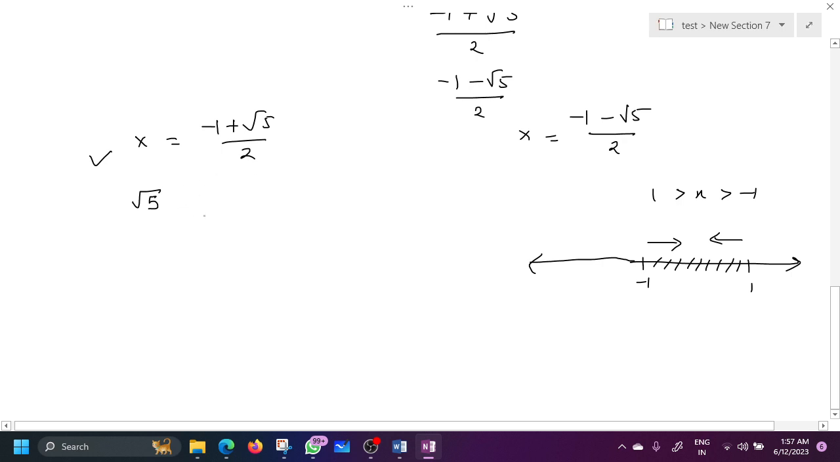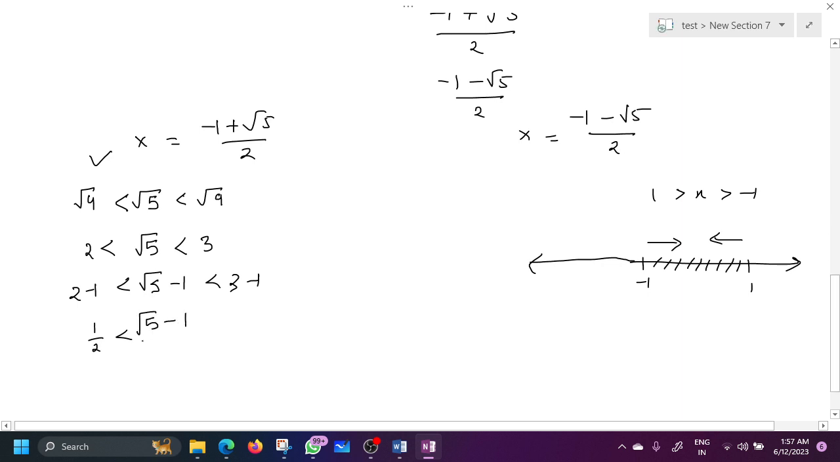But mathematically, if you want to find out, then you can say root 5 is less than root of 9 and more than root of 4. So we can say root 5 is less than 3 and more than 2. So root 5 minus 1 is less than 3 minus 1 and more than 2 minus 1. So 1 upon 2 is here, and then you have root 5 minus 1 over 2 and less than 2 by 2.